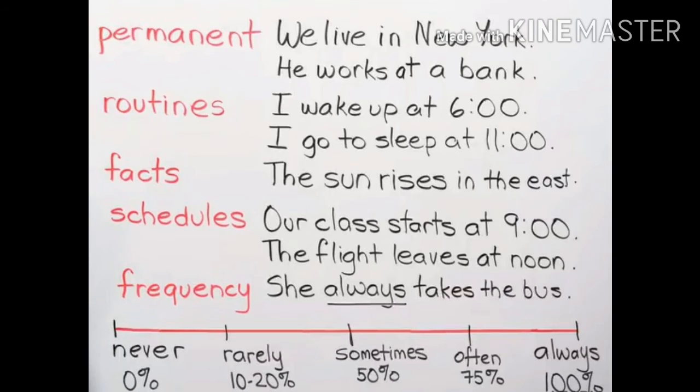I wake up at 6. So this is the routine work. Regularly we wake up at 6 o'clock, the person. So then we say I wake up. The verb is wake. Now if we use it with he, she, it, we can say he wakes up.